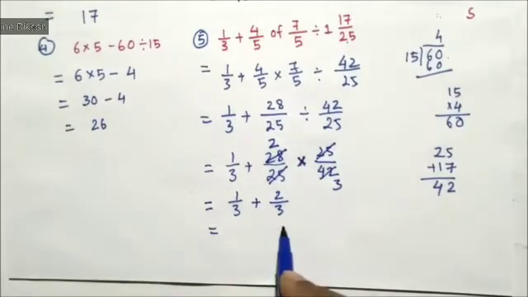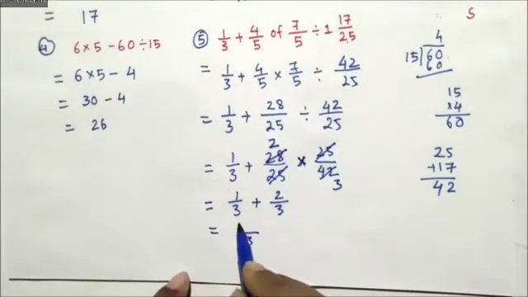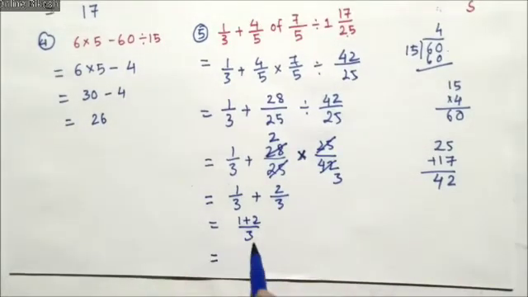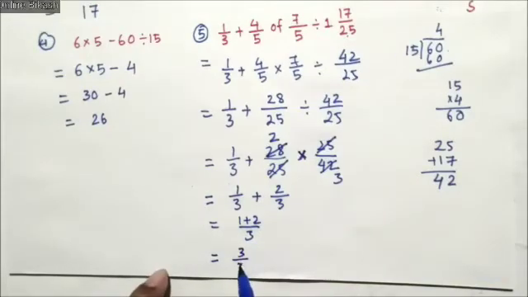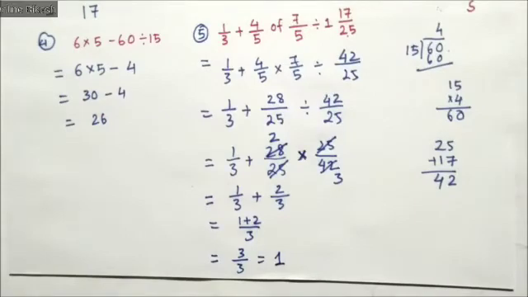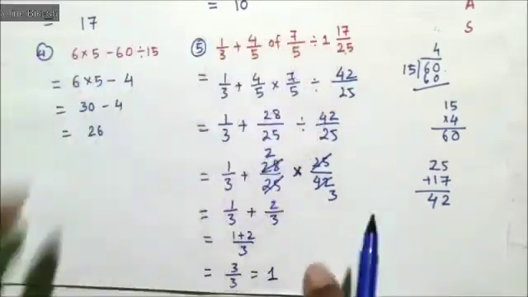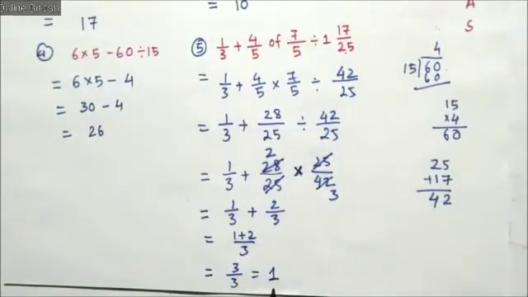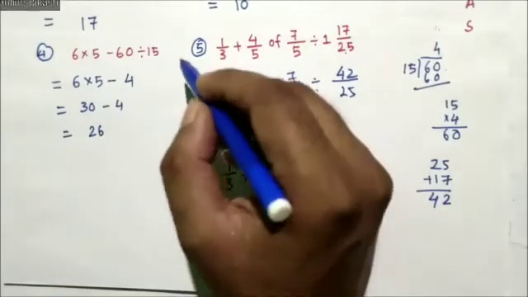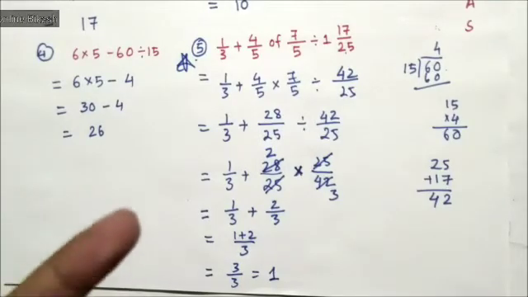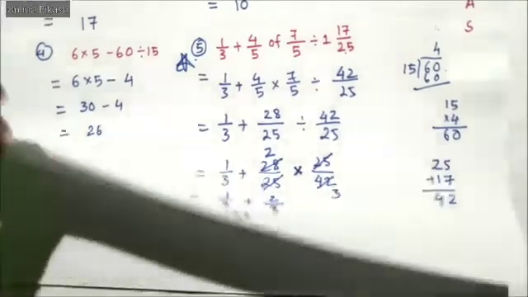Both have the same denominator, so it is very easy. 1 plus 2 is 3 by 3, which is equal to 1. So this 1 is the simplified form of this expression. Very simple. Yeah, so this was a very interesting question. If you have a notebook, then copy it, and try to understand it better by watching the video repeatedly.